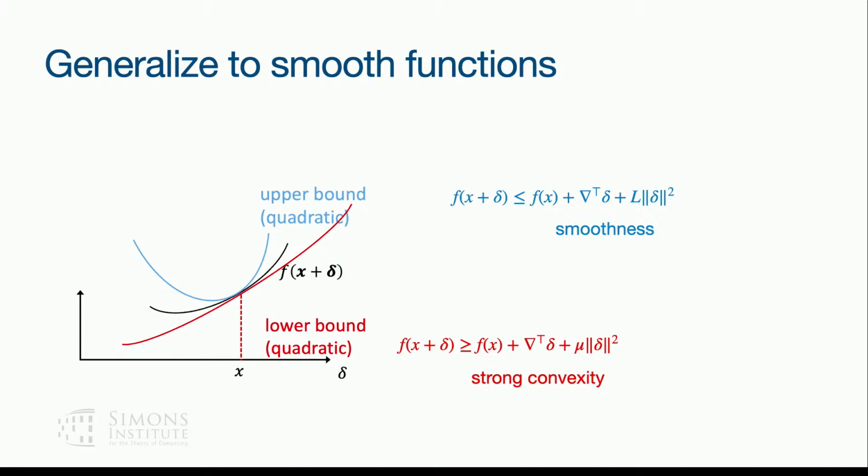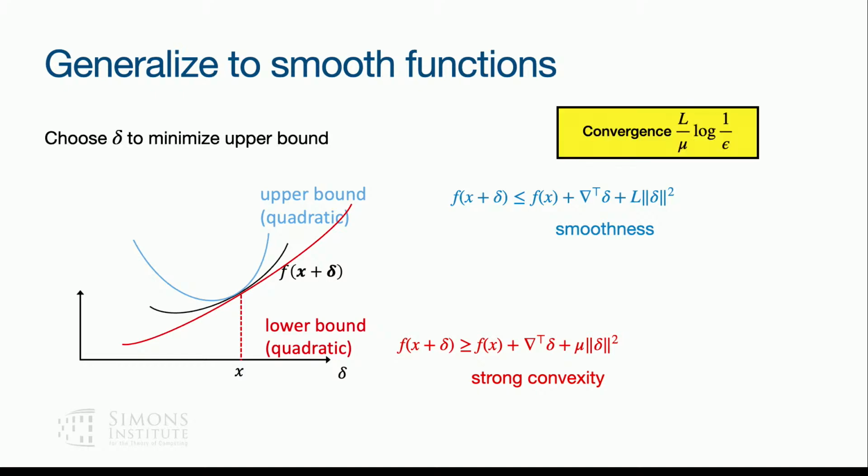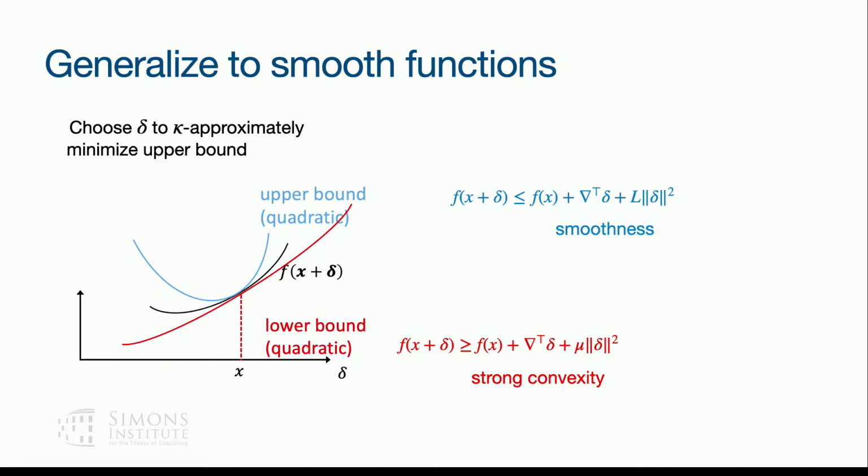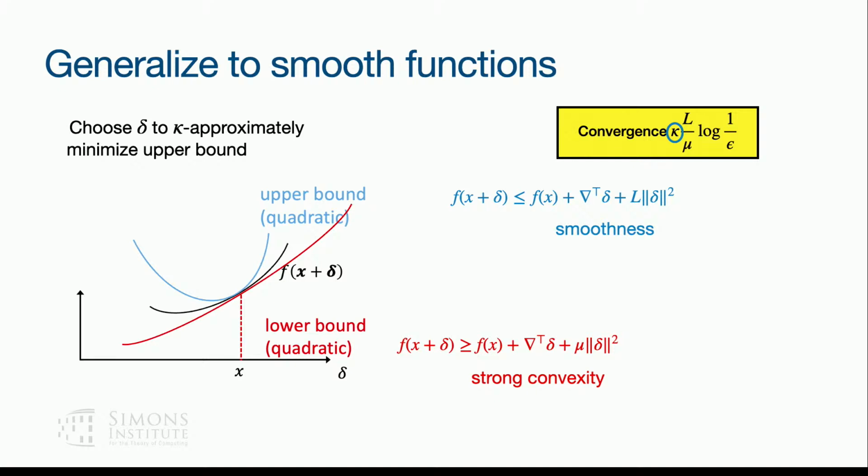And once you have the same kind of upper and lower bounds, you can show that you can find minimizers to the upper quadratic problems, and all you need is something like L by mu, a condition number, and some log 1 by epsilon iterations to converge to high accuracy solutions. And you can also do this approximately. You don't really need to minimize the upper bound exactly. So any approximate solution would just entail an additional kappa factor.